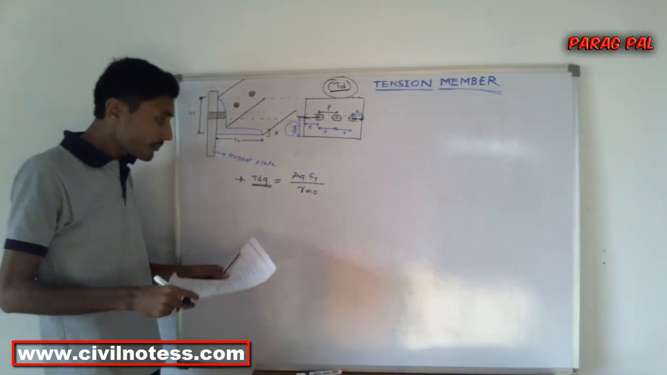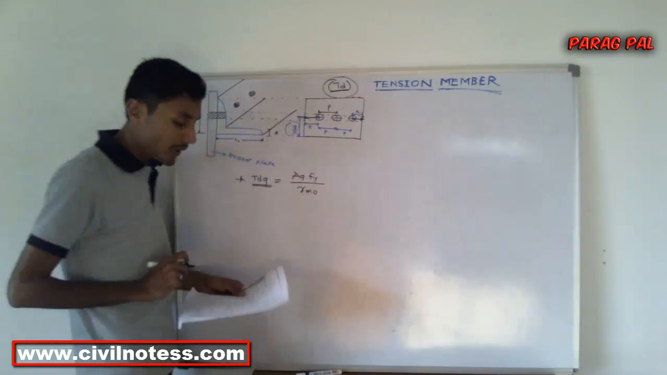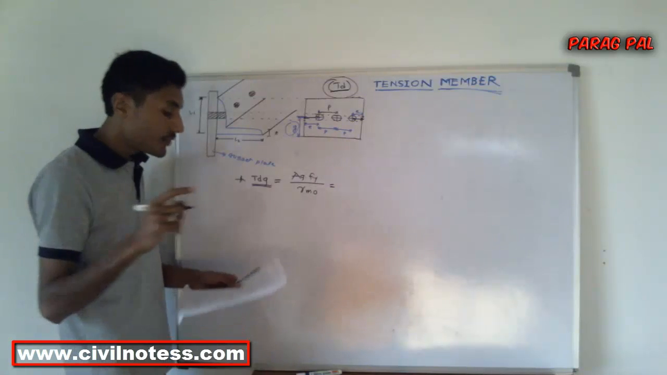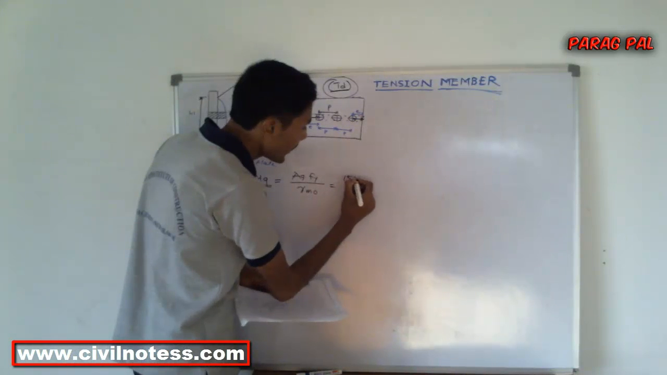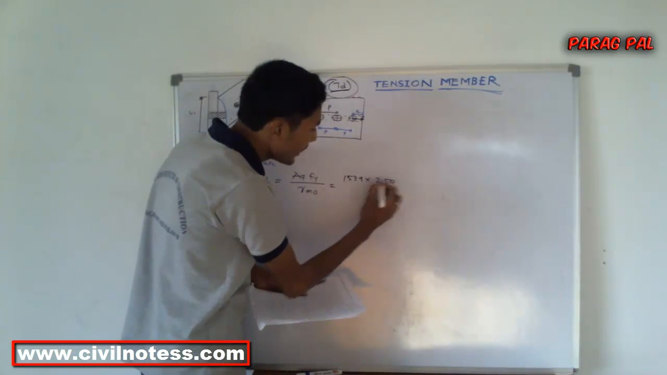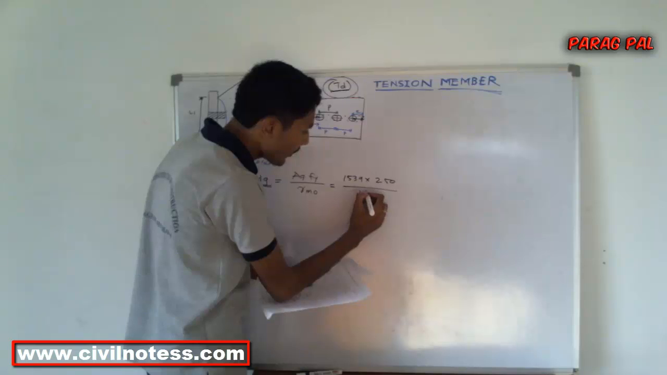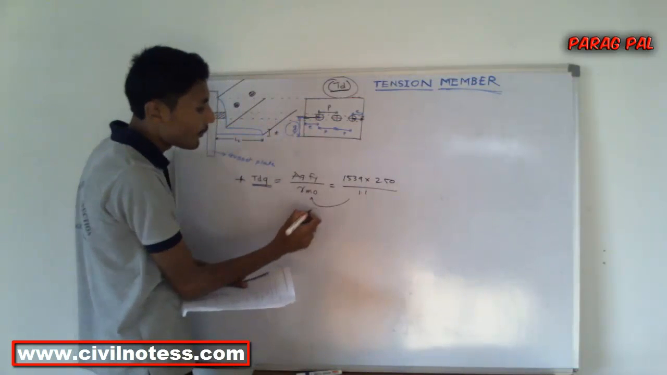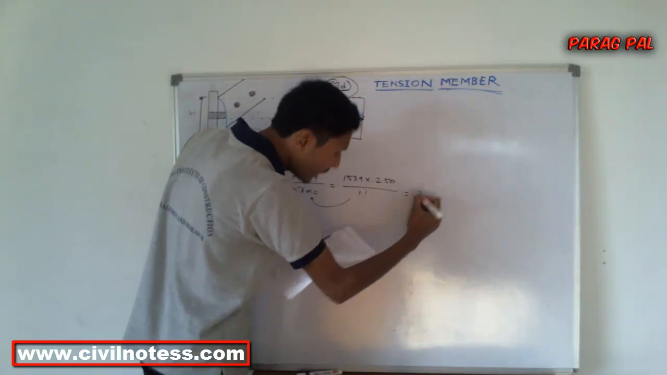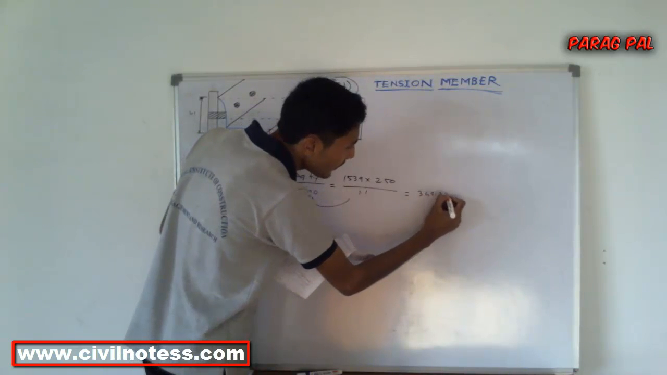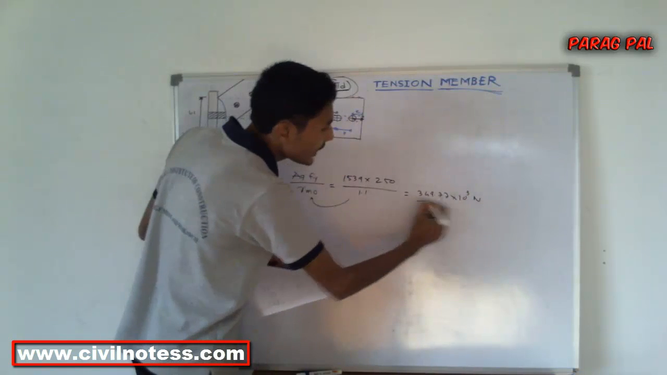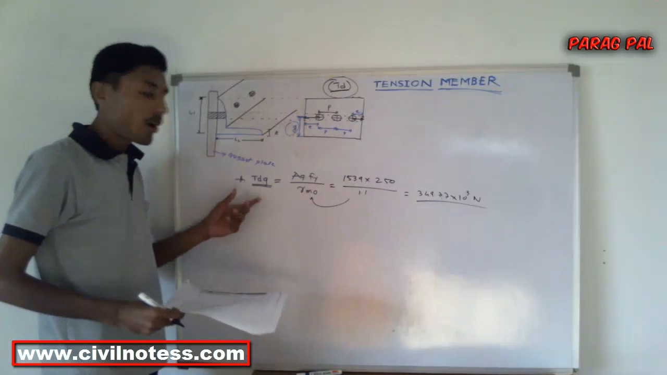First you have to find the gross area. The gross area we already calculated from the steel table, which is 1539, multiplied by 250, divided by 1.1. The 1.1 value is of gamma M0. When we solve it, we get the value as 349.77 into 10 raised to power 3 Newton. So this is exactly the value we got for the TDG.